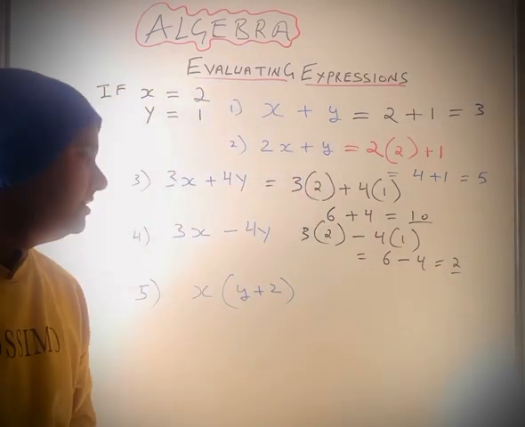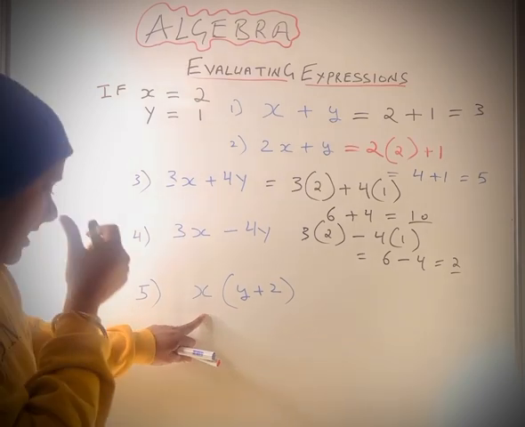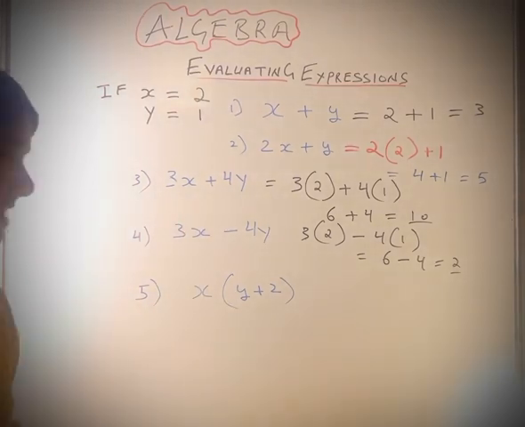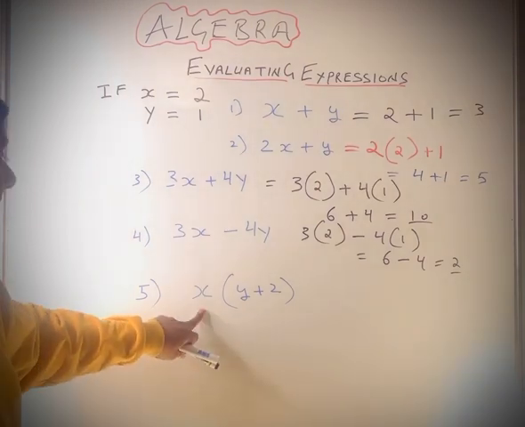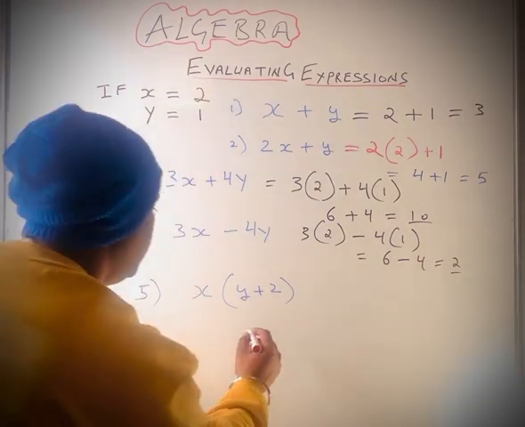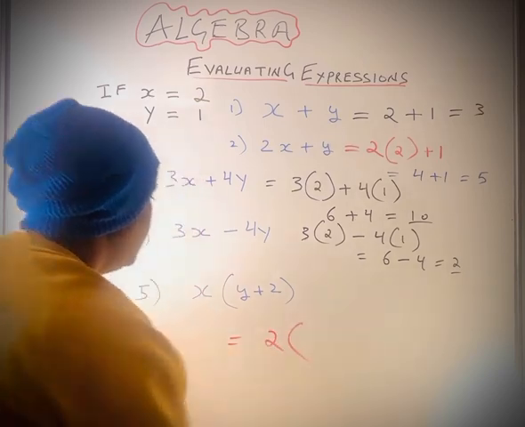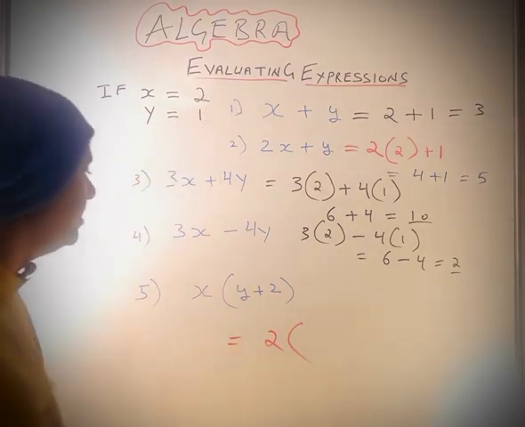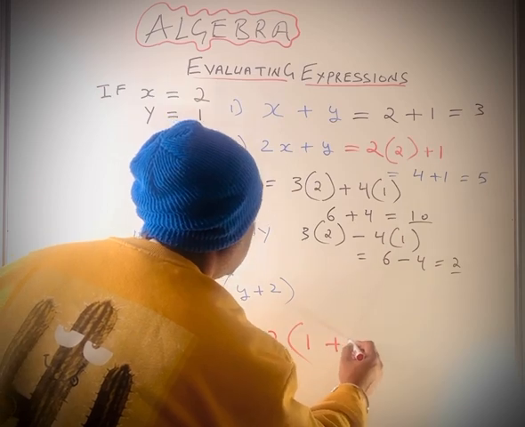So that will be the answer. Now let's say you have something like this. Now again, its bracket is given already. So what exactly we need to do is instead of x, we're going to put 2. So that will be 2 in here, and y, I know y is 1. So that will be 1 plus 2.